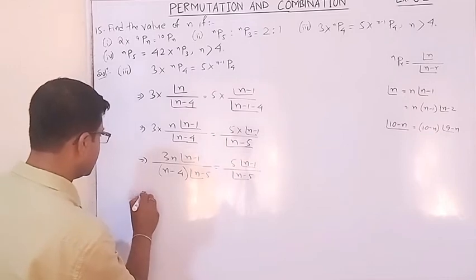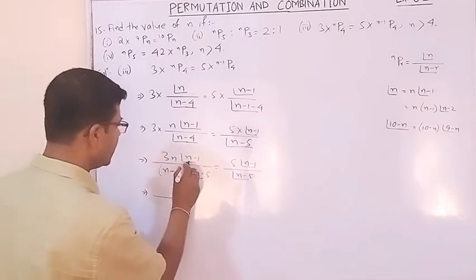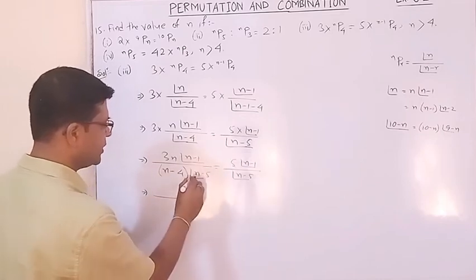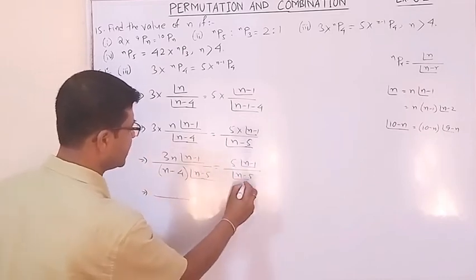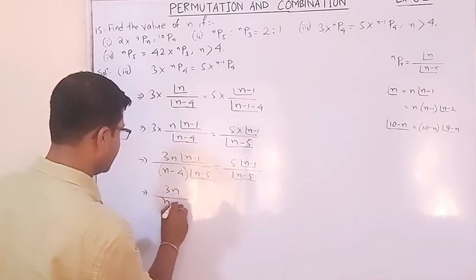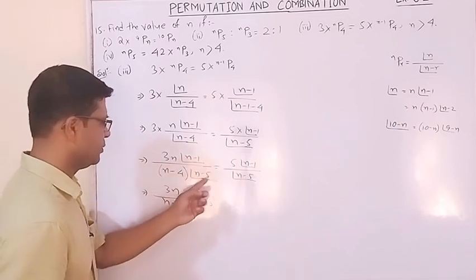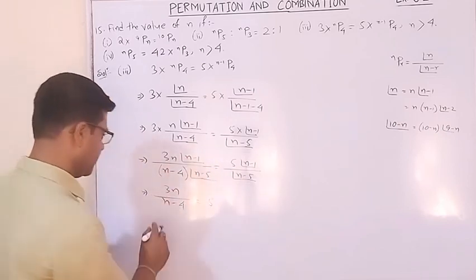From both the sides, dear students, you can check that this factorial n minus 1 we can cancel. Similarly, factorial n minus 5 can be cancelled. Okay, so what is left? Here 3n divided by n minus 4, and here 5 is left. Okay, these two are removed, these two are also removed. Now let us cross multiply.